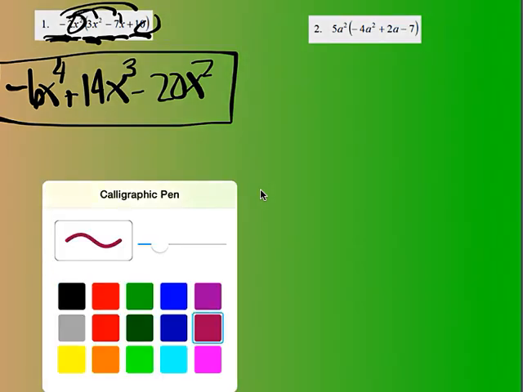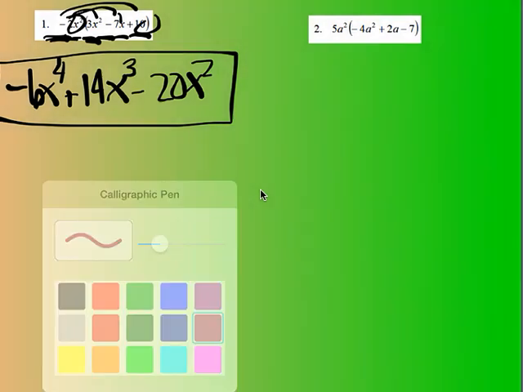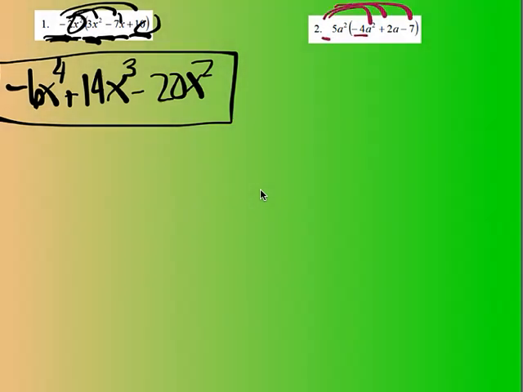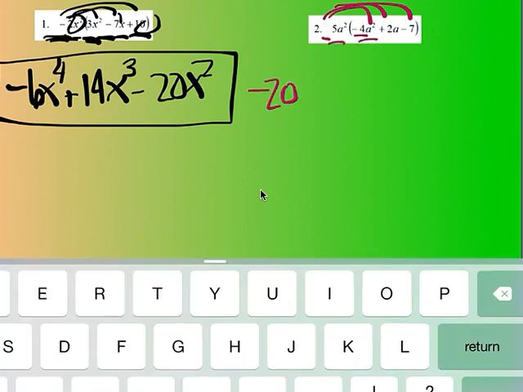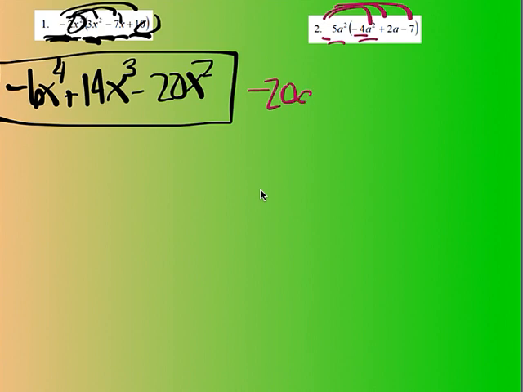Okay, so let's take a look at number 2. We're going to distribute it in. Okay, 5 times negative 4 is negative 20. A squared times a squared, we're going to add those exponents, and that's going to give us a to the 4th. Then we're going to do 5 times 2, which is 10. A squared times a to the 1st is going to be a cubed. Then you're going to do 5 times negative 7, which is a negative 35. And then again, we're going to tack that a squared on with it as it comes from the other one.